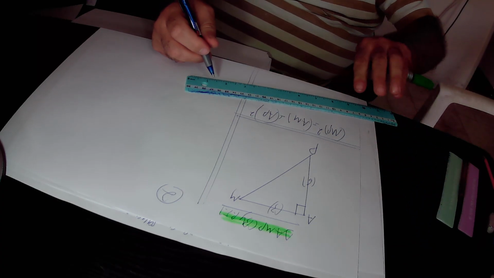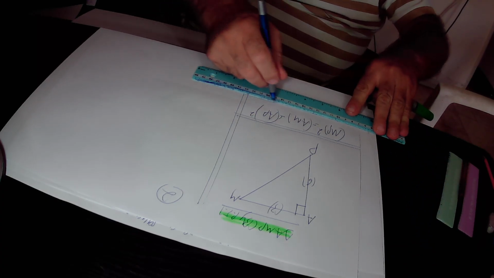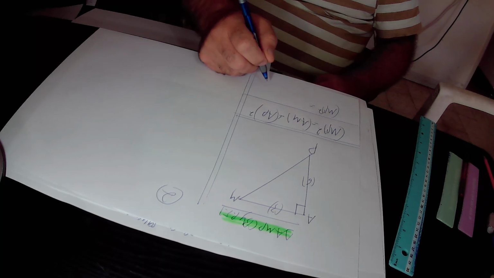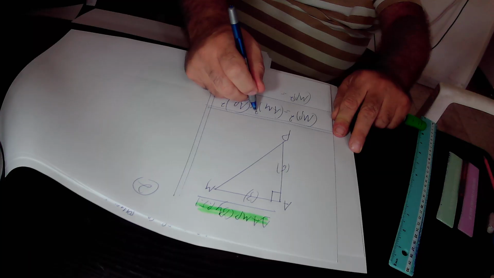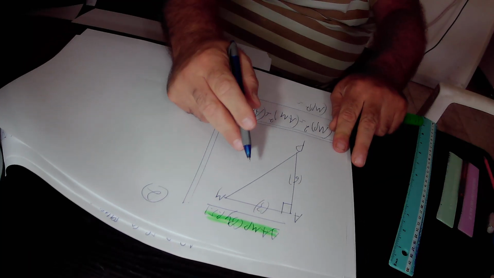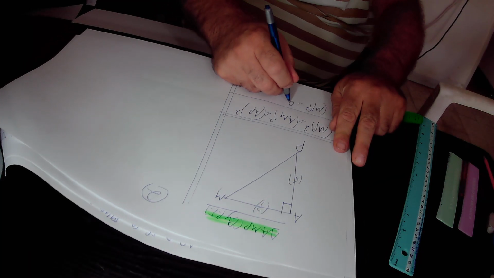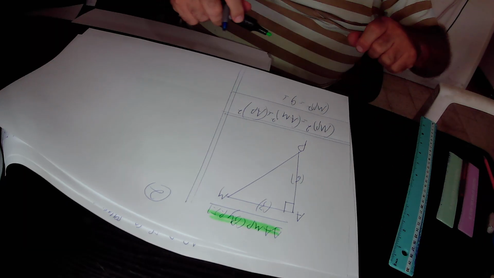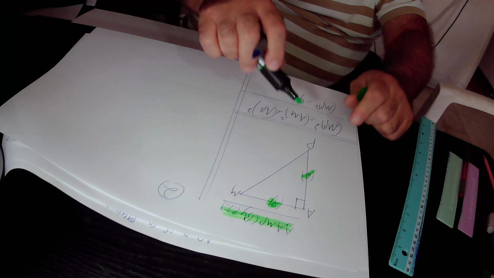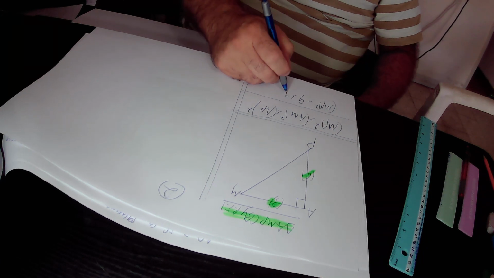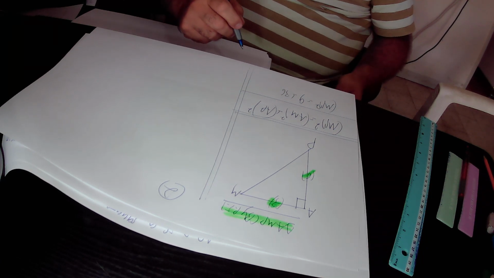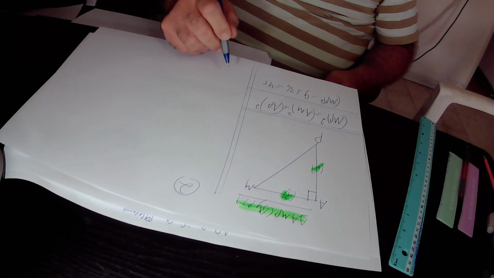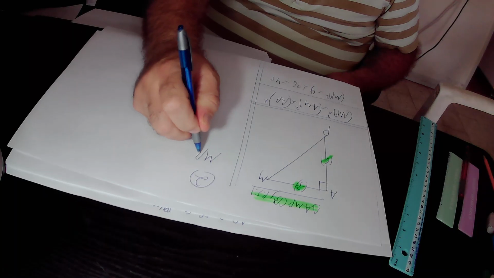MP is the missing side, so we'll leave it as it is. So MP squared equals AM squared. AM is 3, therefore AM squared is 3 squared, that is 9, plus AP squared. AP is 6, therefore AP squared is 6 squared, that is 36. So in total, MP squared equals 9 plus 36, that is 45. MP squared equals 45.